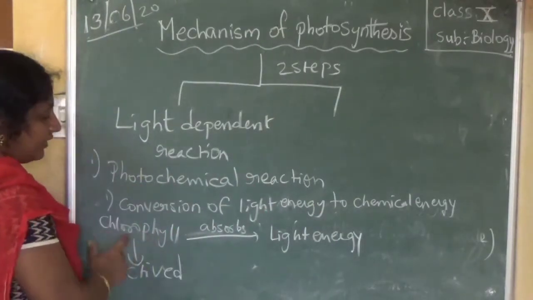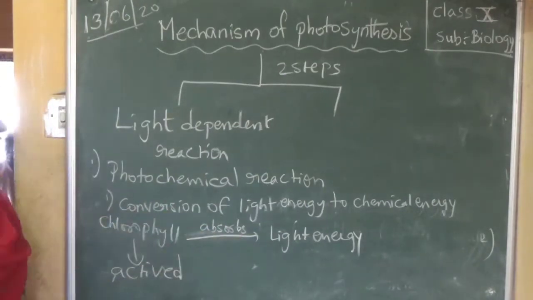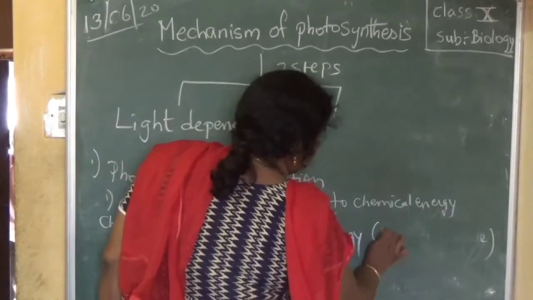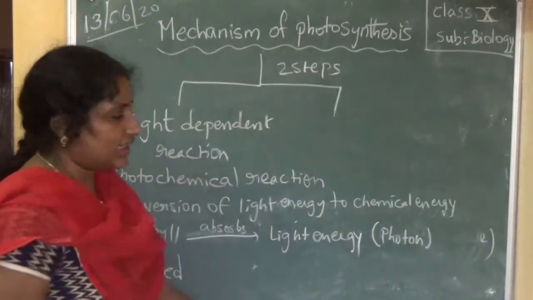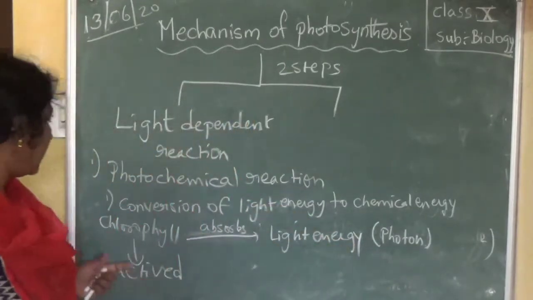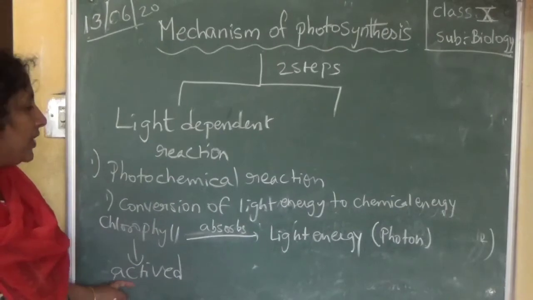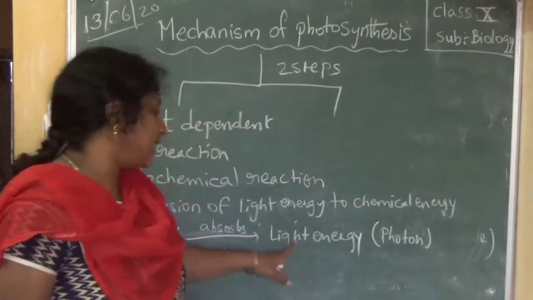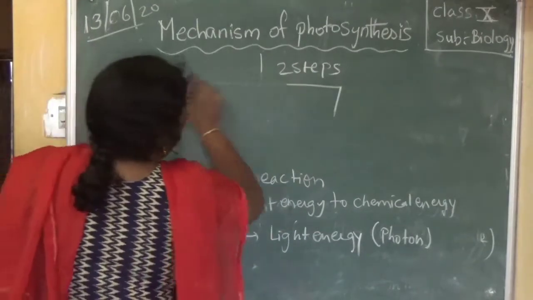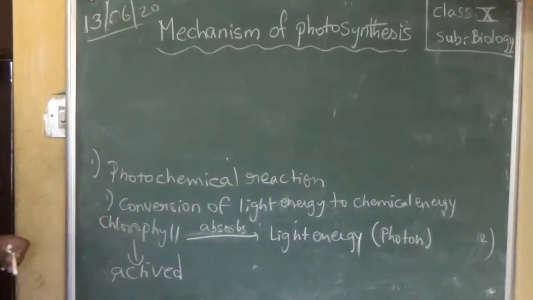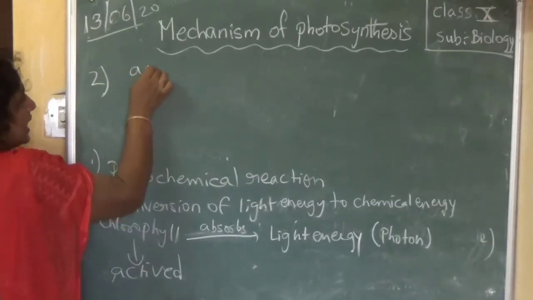So this activated chlorophyll, what does it do? It is absorbing the light energy. That light energy, we will call it a photon. Photon is the unit of light. Okay. So chlorophyll absorbs a photon and becomes activated. Photon is nothing but light energy. So now the activated chlorophyll performs the second step.